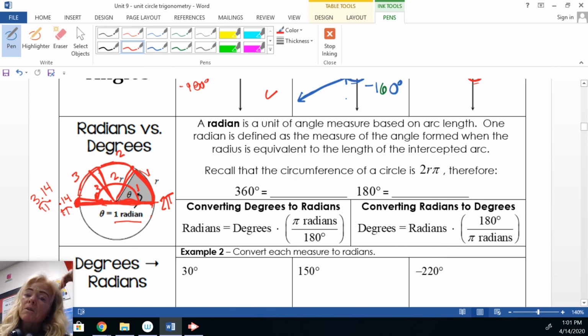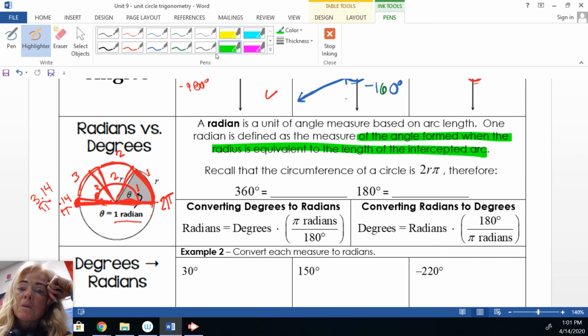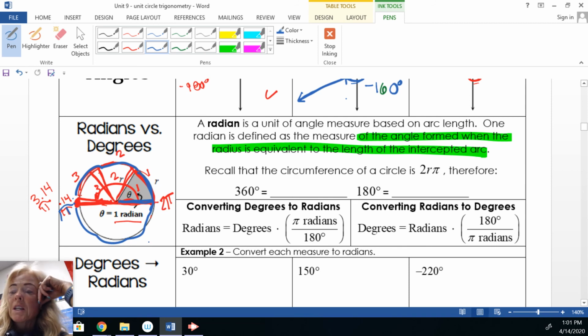They're not really degrees, they're radians, but they're defined as the measure of the angle formed when the radius is equivalent to the length of the intercepted arc. So when this length right here is the same as this length, then we can measure 1, 2, 3.14, and we get to pi. And then another 3.14 to get to 2 pi. And that is what a radian is.